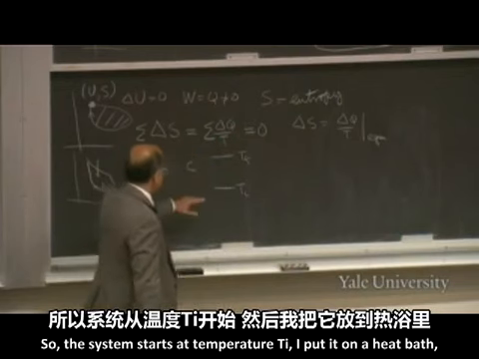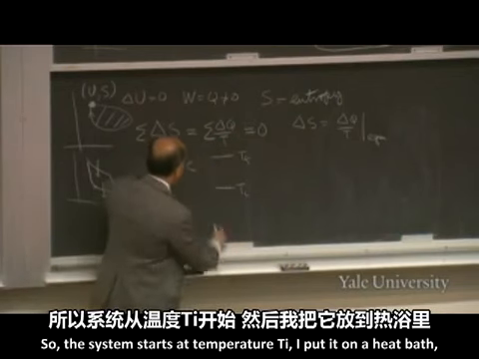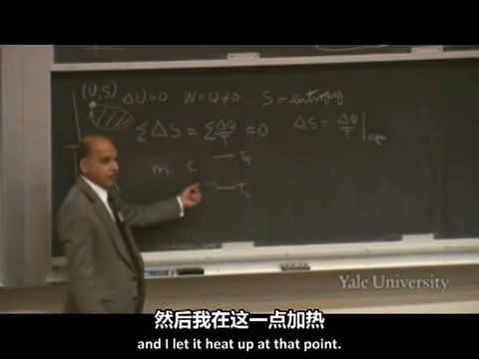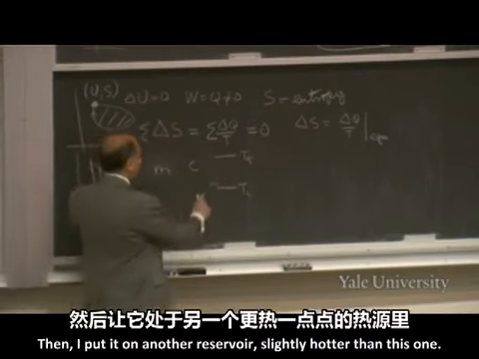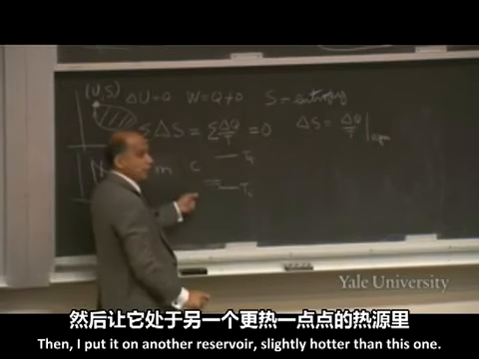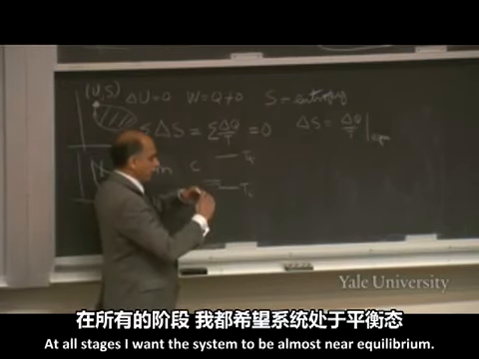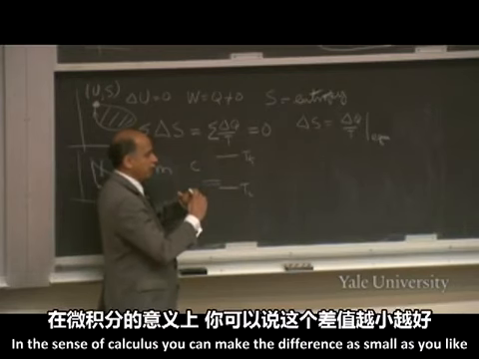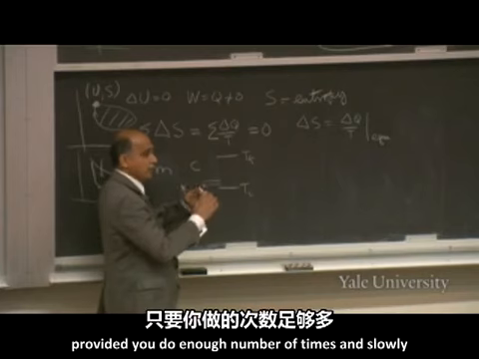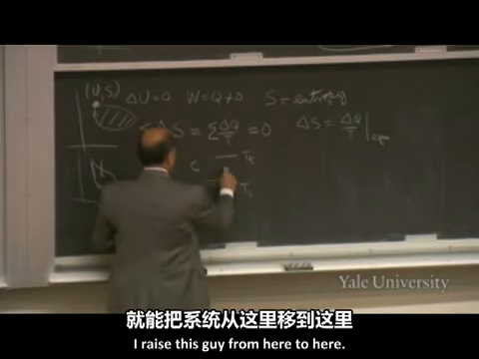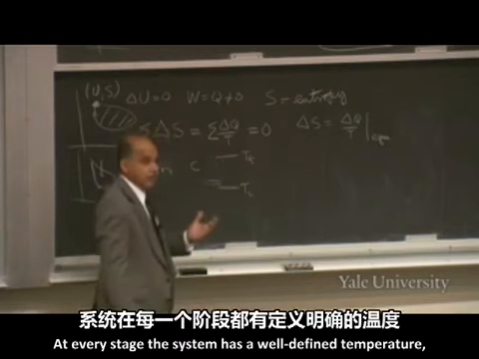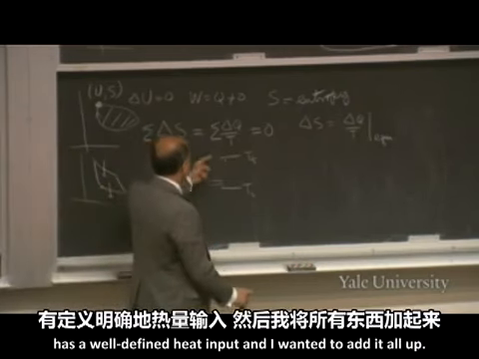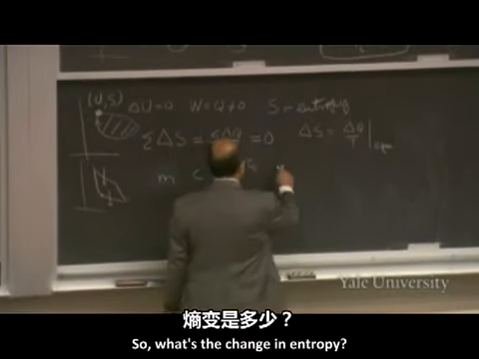So the system starts at temperature T initial. I put it on a heat bath, which is infinitesimally warmer than this. Then I let it heat up to that point. Then I put it on another reservoir, slightly hotter than this one. At all stages, I want the system to be almost near equilibrium. In the sense of calculus, you can make the difference as small as you like, provided you do enough number of times. And slowly, I raise this from here to here. At every stage, the system has a well-defined temperature. There's a well-defined heat input, and I want to add it all up. So what's the change in entropy?